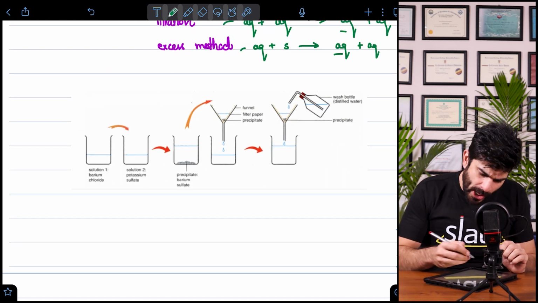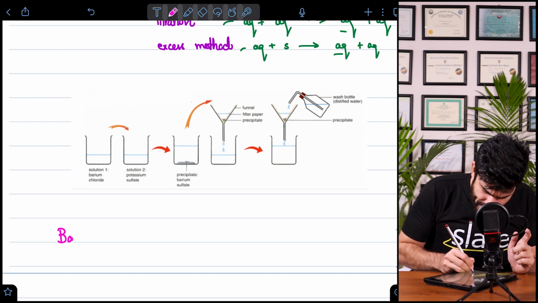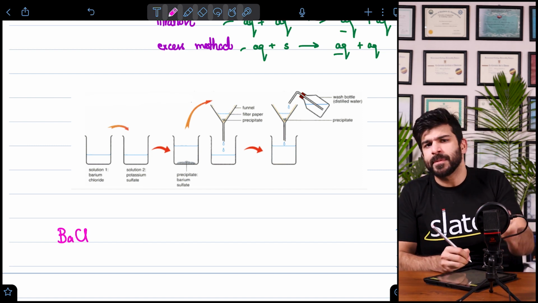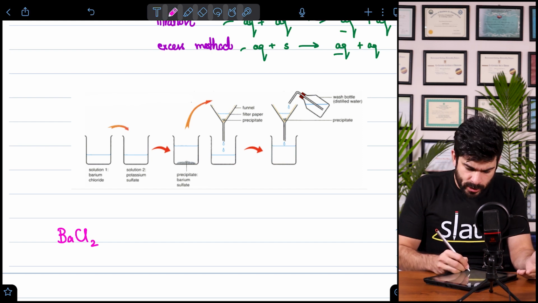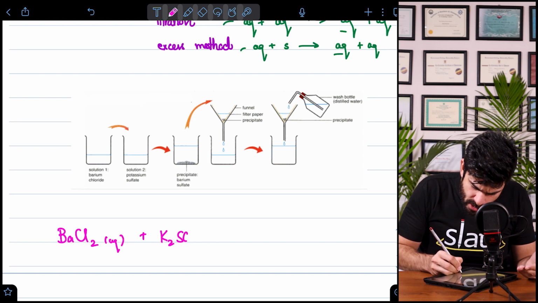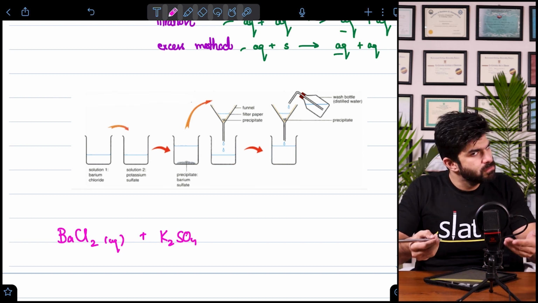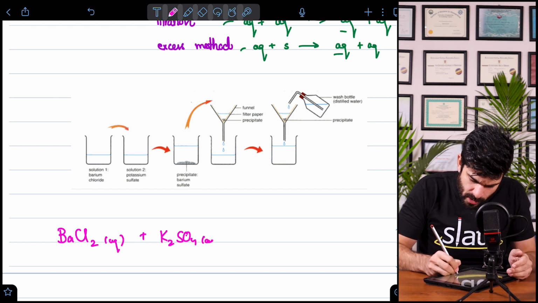We have barium chloride and barium sulfate. Let's see, what do we know about barium chloride? All chlorides are soluble except silver and lead. So barium chloride is very much soluble. So this is aqueous. And we have potassium sulfate, K2SO4. All sulfates are soluble except barium, calcium and lead. So potassium sulfate is also soluble.